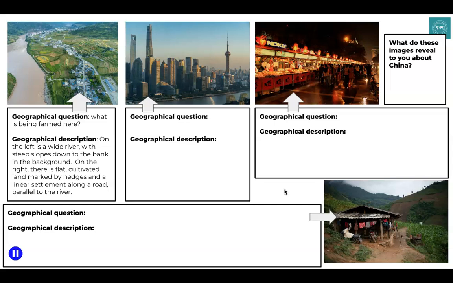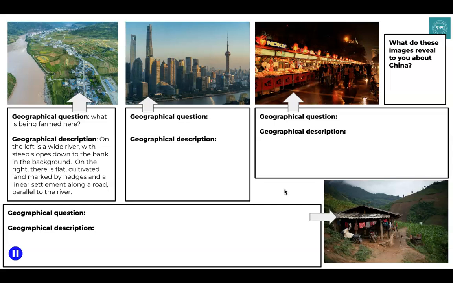Alternatively, or if you're feeling brave, you could write a short description of the image. So in this example, you can see it's written, on the left is a wide river with steep slopes down to the bank in the background. On the right, there's flat, cultivated land. Cultivated just simply means that it's being used for agriculture, marked by hedges and a linear settlement along a road parallel to the river. Linear means effectively the buildings are following the line of the road in this case.